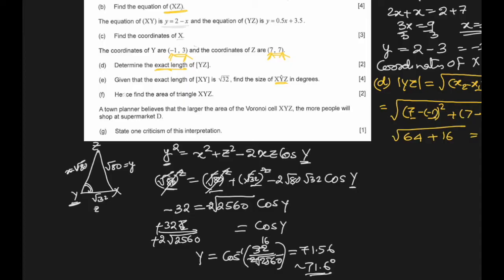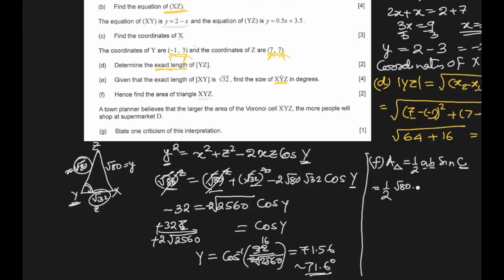What's next? Hence, find the area of triangle XYZ. Okay, we can do it here. F. Area of a triangle is half ab sine C, and this angle has to be between these two sides, and we just know one angle, so we'll take these two sides, square root 80 and square root 32, because we know the angle between them. Half times square root 80 times square root 32 sine 71.6. It comes out to be 24 square units. They've written something? Nope. Okay.